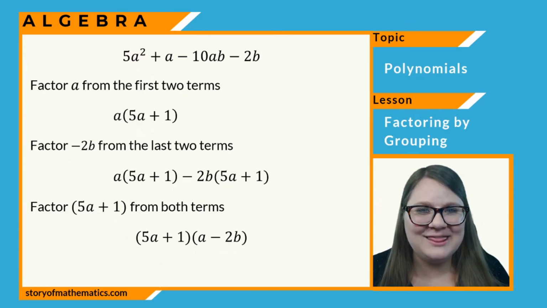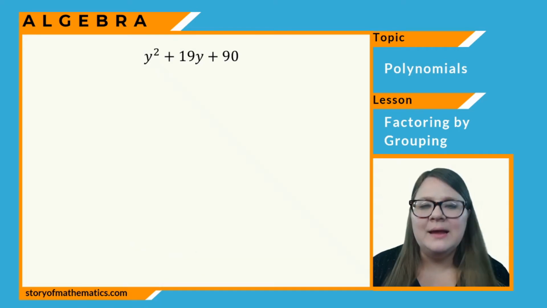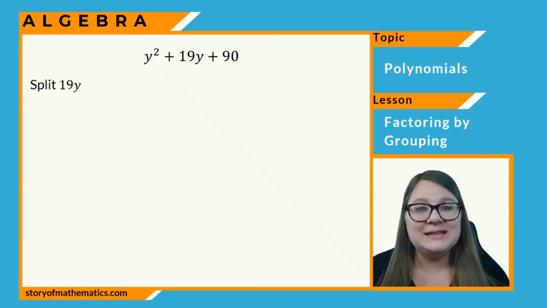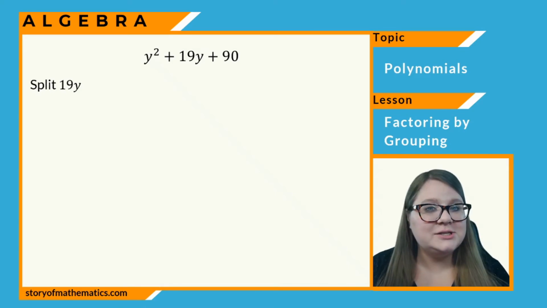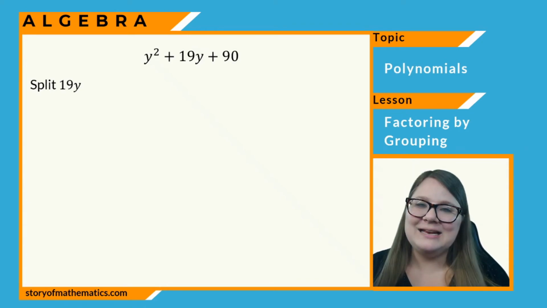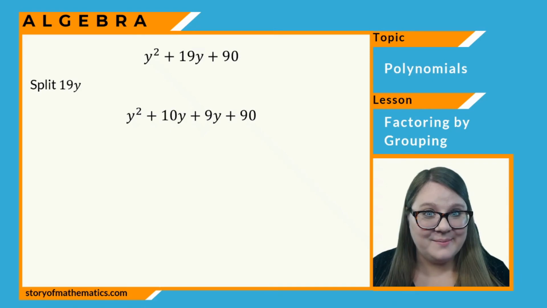Let's take a look at one last example. y squared plus 19y plus 90. Now I know this doesn't look like a factoring by grouping problem, but it is. Because what we're going to do is split the 19y into two terms. How do we know how to split it? We're going to find two numbers that multiply to the last number, 90, and add to the middle number, 19. What two numbers multiply to 90 and add to 19? Well, that's going to be 10 and 9. So 19y I'm going to split into 10y and 9y.